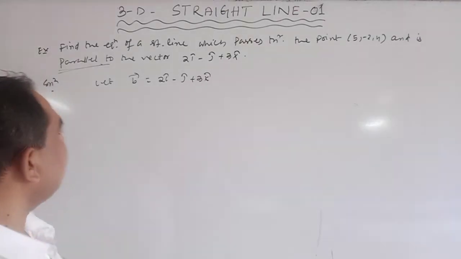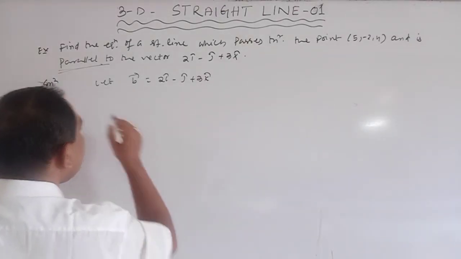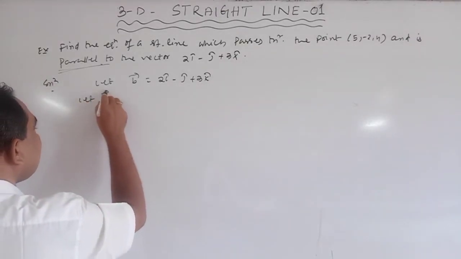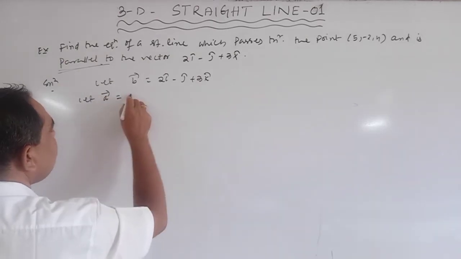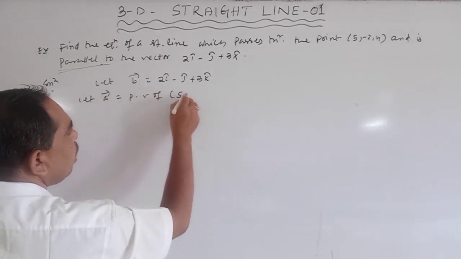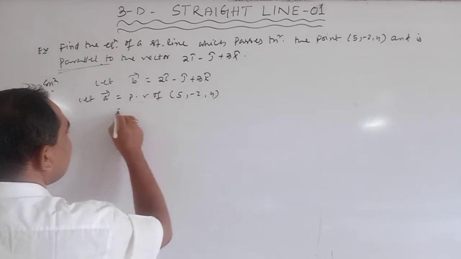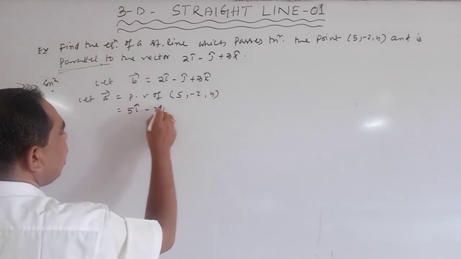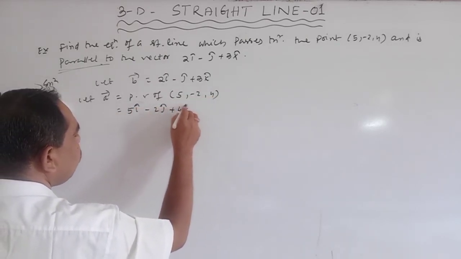Okay. Next, let a vector be equal to (5, -2, 4). That is 5i cap minus 2j cap plus 4k cap.